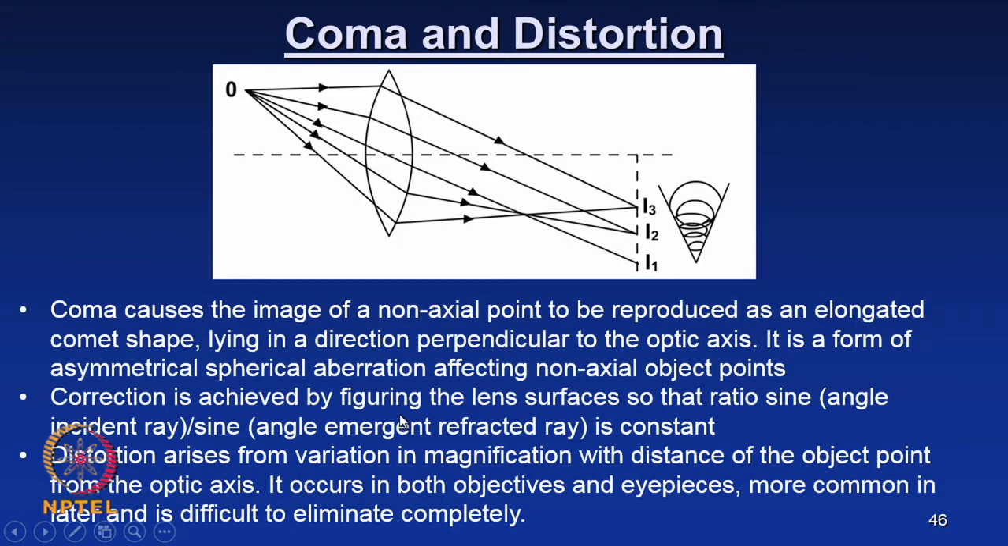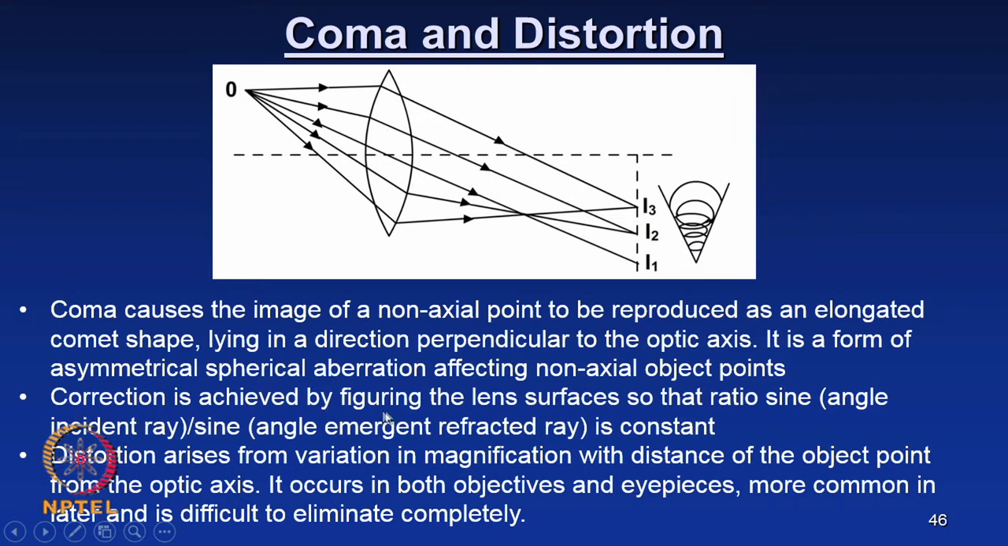The next defect is coma and distortion, and before we look into the description, let us look at the preliminary remarks. Coma causes the image of a non-axial point to be reproduced as an elongated comet shape lying in a direction perpendicular to the optic axis. It is a form of asymmetrical spherical aberration affecting non-axial object points. You can see that your non-axial points are appearing as I1, I2, I3, and then this forms an elongated comet shape perpendicular to the optic axis like this. That causes an image distortion, and it is a kind of asymmetrical spherical aberration.